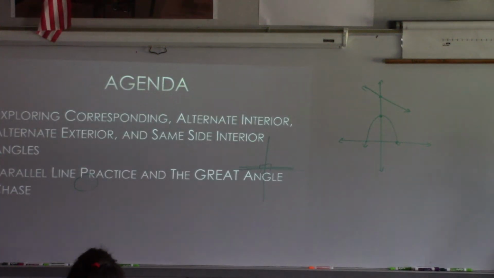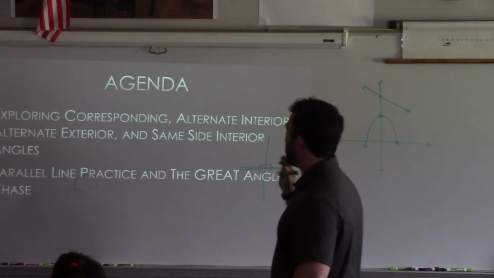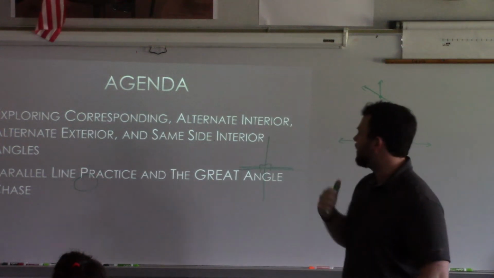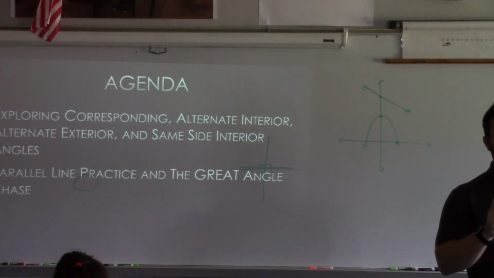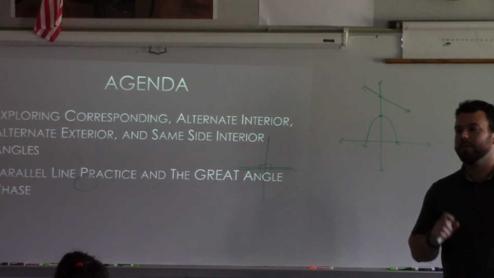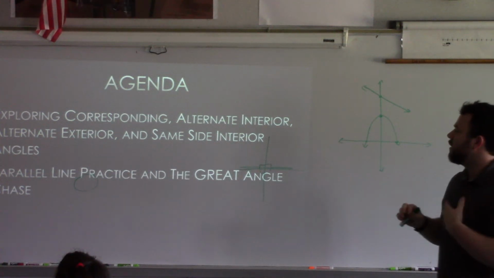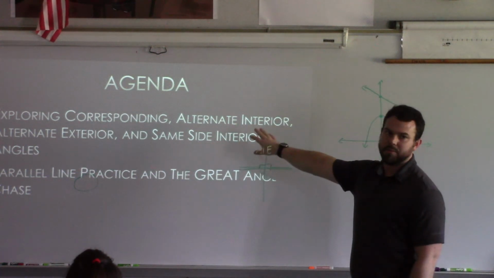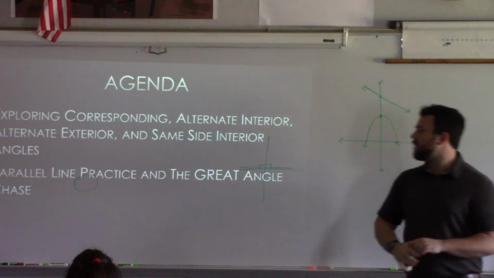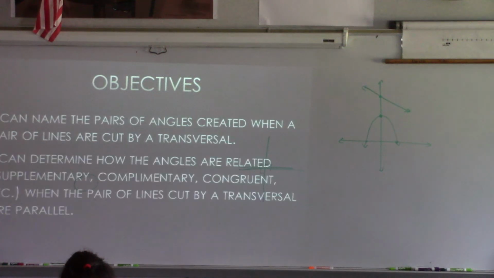So here is what we're working on today. We're going to explore corresponding, alternate interior, alternate exterior, and something called same side interior angles. That's the language on the sheet that we're studying. I prefer the term consecutive interior, and I'll talk more about that later. We're going to explore the relationships between these angles that are new. We've never studied these, that's the name of the task though. And then we're going to do some parallel line practice in something called the great angle chase. That's a lot? It's really not that much, okay?